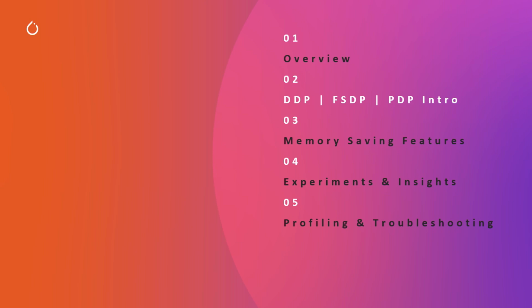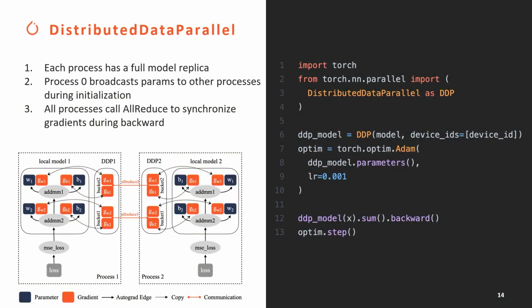So let's look into the three main techniques for distributed training. First, distributed data parallel, or DDP, is the vanilla data parallelism technique. You can see in the sample code on the right, one wraps the model with the DDP call and the rest of the training is similar to local model training on your local machine.